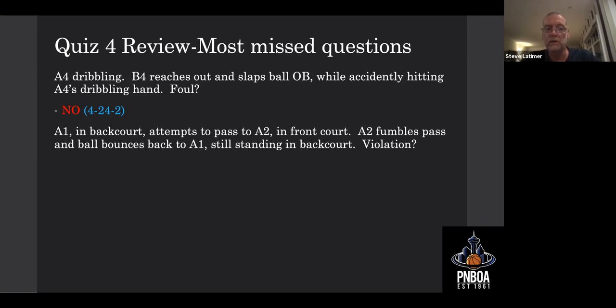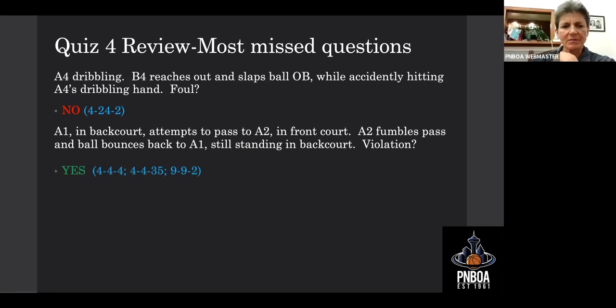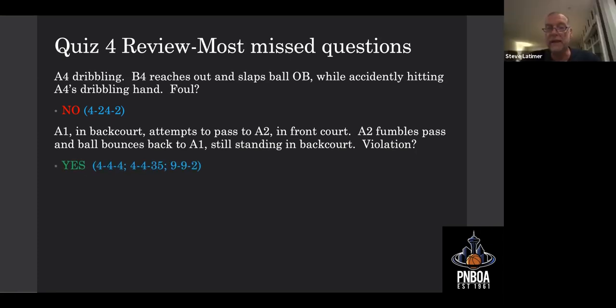So there's a rule reference there that you can look up and see that it's true. A1 in the backcourt attempts to pass to A2 in the front court. A2 fumbles the ball and the ball bounces back to A1, still standing in the backcourt. Is it a violation? We got some yeses. Somebody be brave. It is indeed a violation.